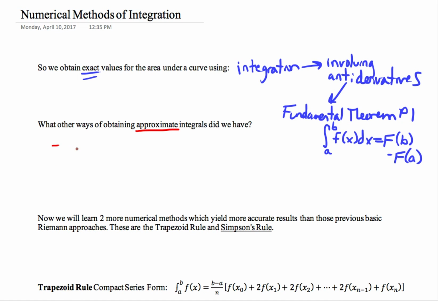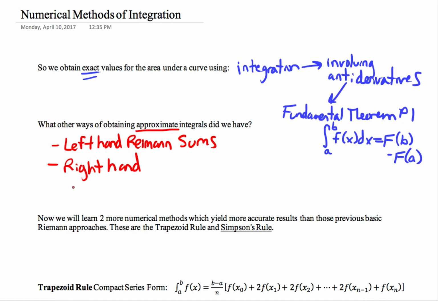Alright, so I think the things that we saw were like left-hand approximations or left-hand Riemann sums with rectangles. We also had right-hand Riemann sums. We also had like midpoint Riemann sums. And we didn't really do any in class, but we discussed the idea of a random point Riemann sum.